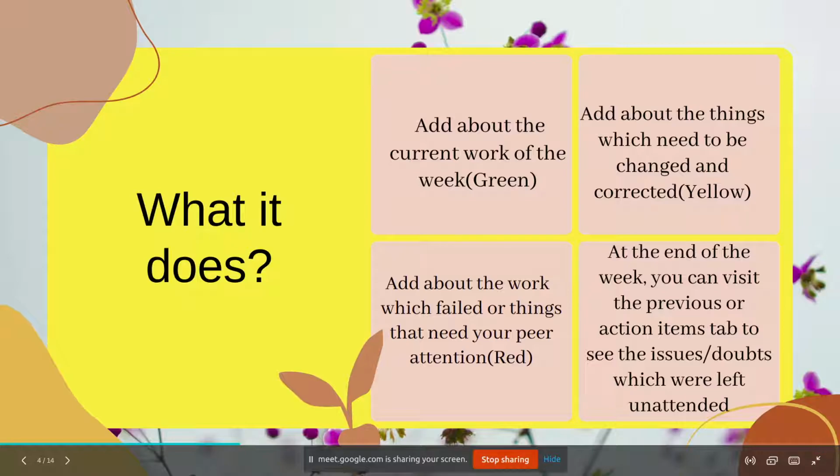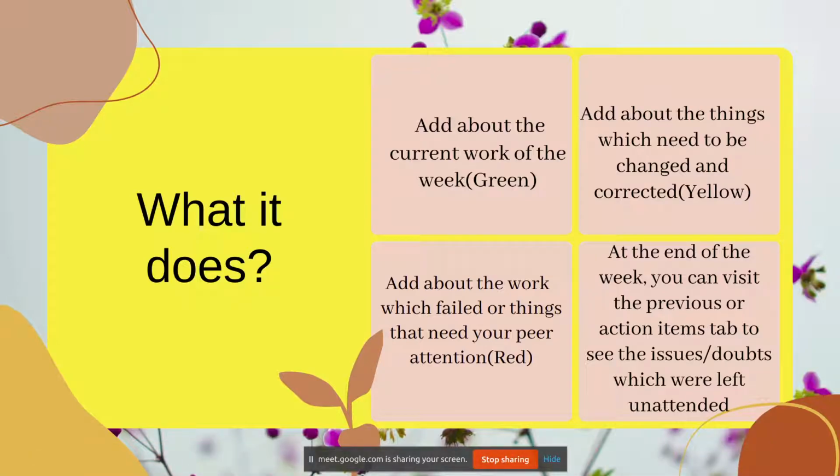So this may sound like a to-do list, but since you cannot start from the current date, which is only possible in a to-do list app, as you can see from this slide, it is used to add the current work of the week, the work which failed or the things that need your peers' attention. The wow factor of this project is that at the end of the week, you can visit the previous or action items tab to see the issues and doubts which were left unattended.